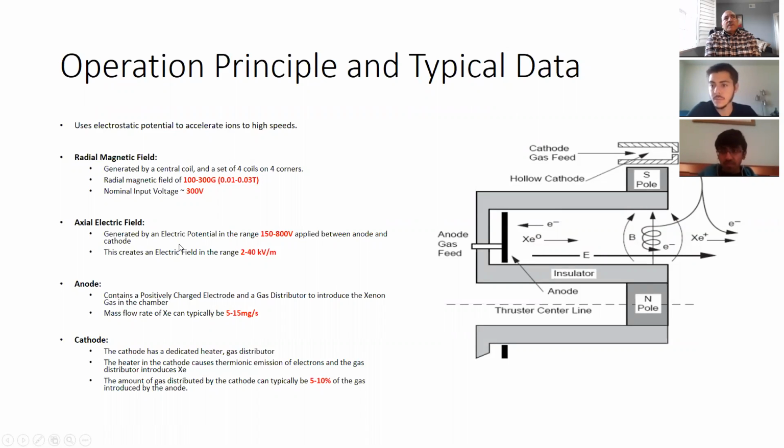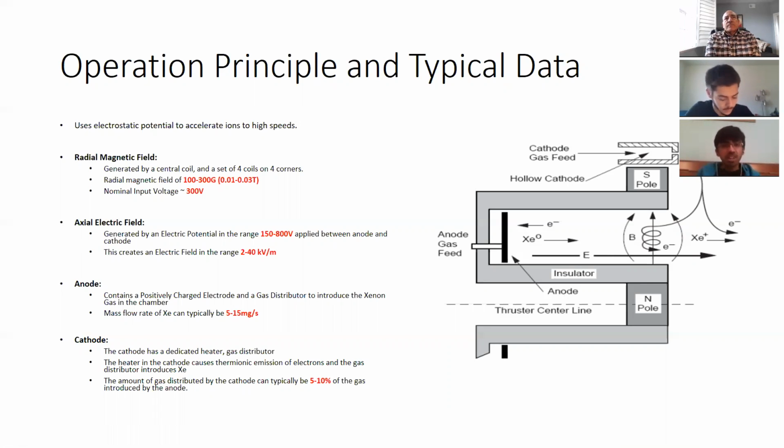For the radial magnetic field, the 300 volts is just supplied to the coils. So the coils have a current, and the voltage on the coil is 300 volts. And then for the axial field, you have another potential difference between the cathode and the anode, which is in the range of 150 to 800 volts.